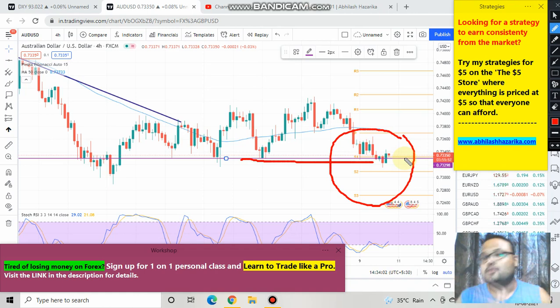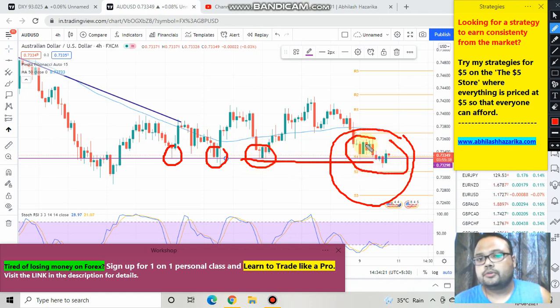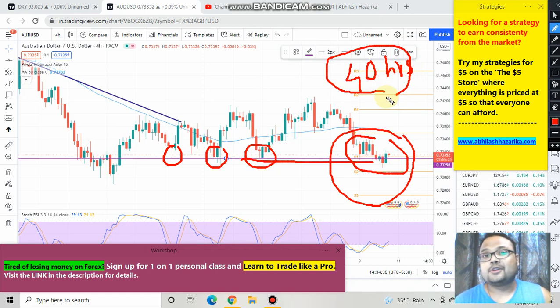Market is not in the mood, because previously, whenever market came down to the support level, after one bounce, or two three candles, market went up. But here market has formed a 1 2 3 4 5 6 7 8 9 10. This is the 10th candle. Each candle is of 4 hours, so total 40 hours.